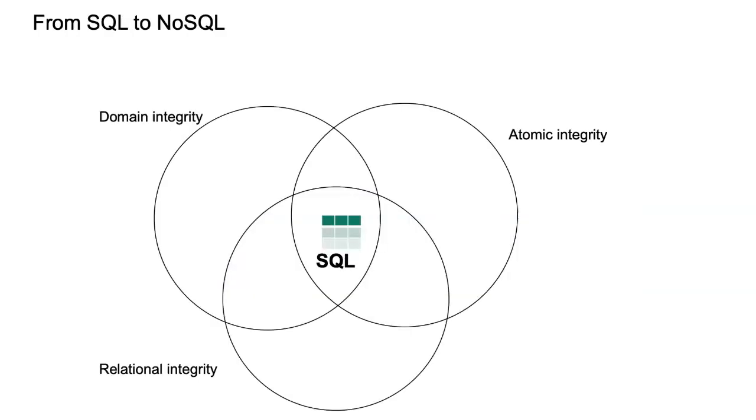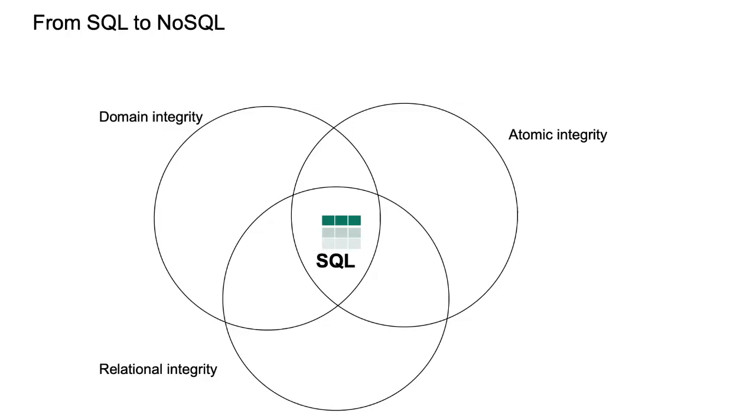If I have a set of tuples that checks all the boxes for all 3 rules, relational integrity, atomic integrity, and domain integrity, then I have a relational table. And this is the beautiful world of relational database management systems. This is the beautiful world of SQL with a product like PostgreSQL, MySQL, SQL Server, DB2, and so on and so on. And this is what you learn typically in the bachelor's lectures on relational databases.